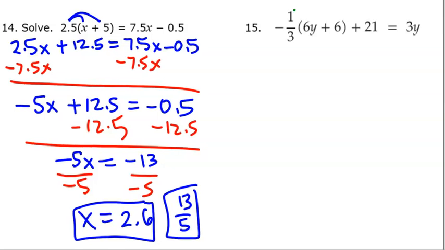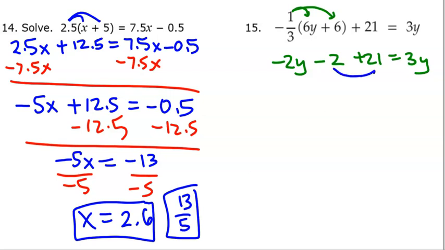For question number 15, we're going to distribute negative 1/3 times 6, which is negative 1 times 6, and then divided by 3, giving us negative 2y. Negative 1/3 times 6 again will give us just a negative 2. And we're going to rewrite the rest of the question. On the left-hand side here, we have like terms, so we're not going to use an inverse operation. We are simply going to compute negative 2 plus 21, which is going to give us 19.